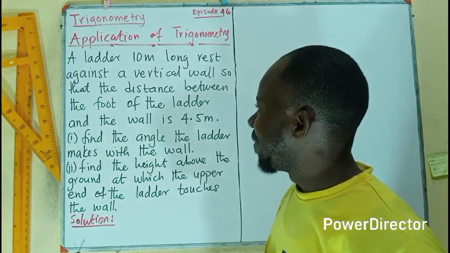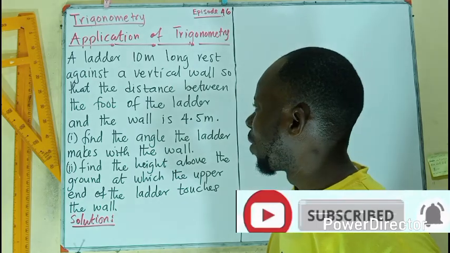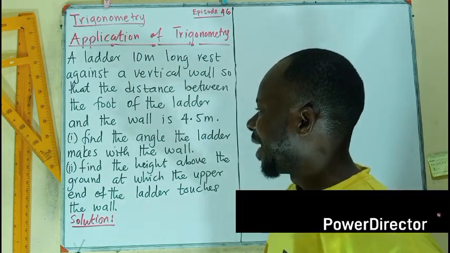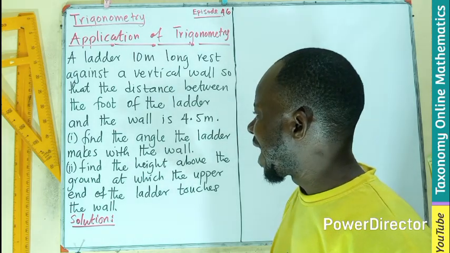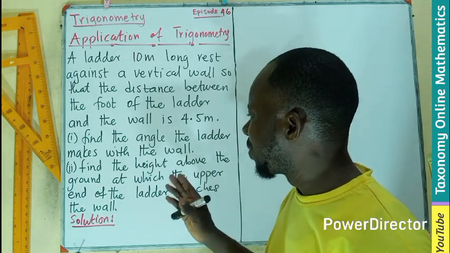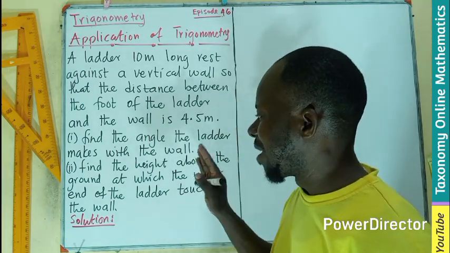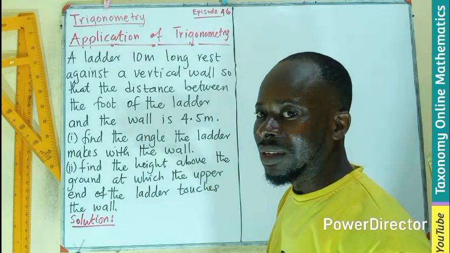A ladder which is 10 meters long rests against a vertical wall so that the distance between the foot of the ladder and the wall is 4.5 meters. We have to find the angle the ladder makes with the wall and also find the height above the ground at which the upper end of the ladder touches the wall.